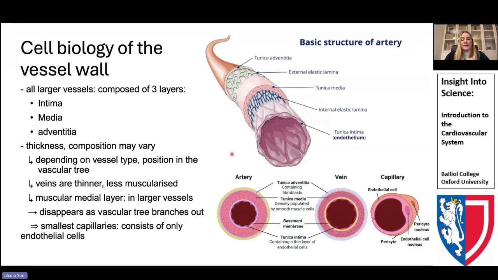So if you think about it, this difference between arteries and veins is very important depending on where they transport blood from and to. That's why arteries need to be a lot more muscular to be able to regulate the vascular tone and keep the blood flowing. And if you look at the smallest vessels, the capillaries, they are usually just one layer of endothelial cells, and they are often supported by different cell types like pericytes.